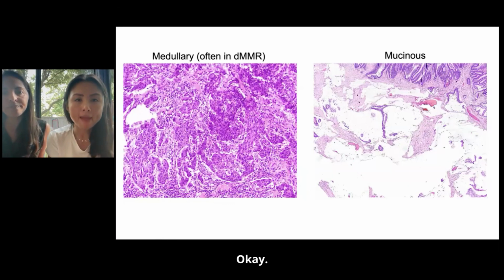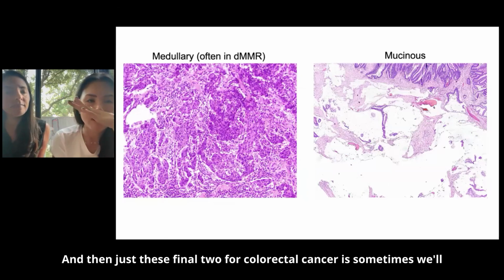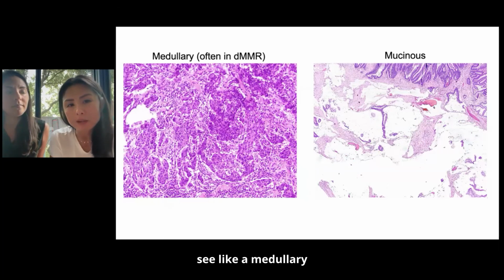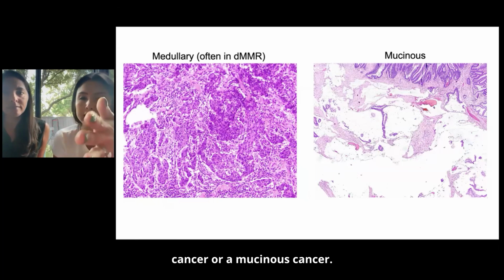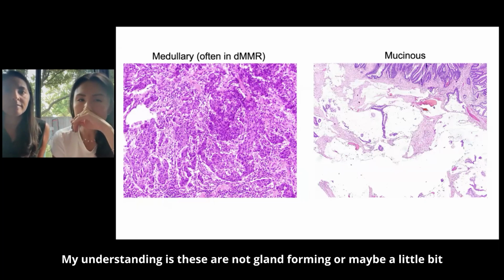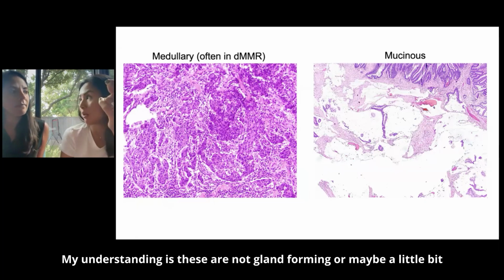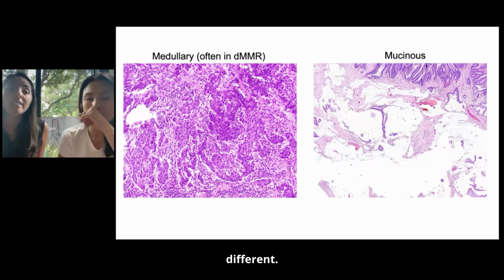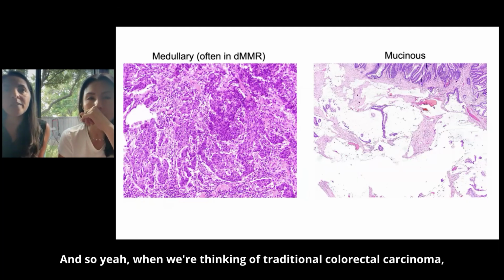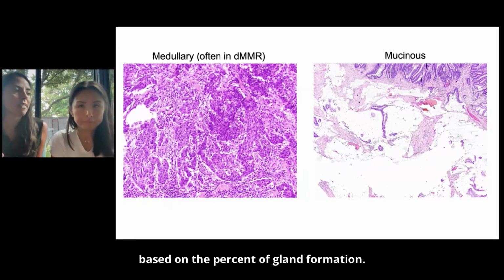Okay. And then just these final two for colorectal cancer: sometimes we'll see a medullary cancer or a mucinous cancer. My understanding is these are not gland forming, or maybe a little bit different. They can be, but they're a little bit different.